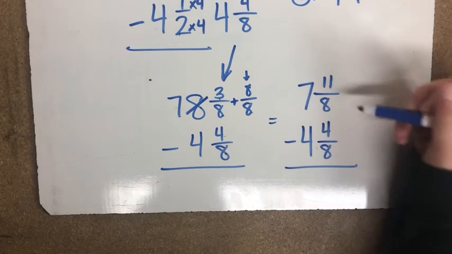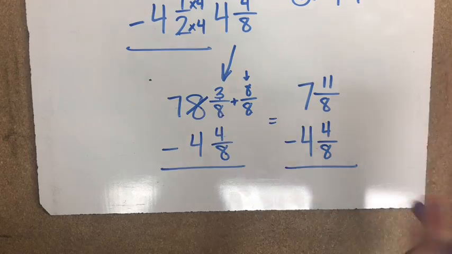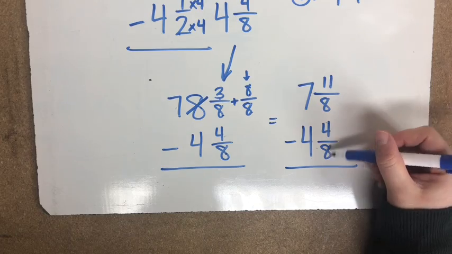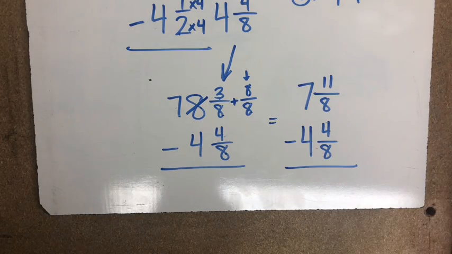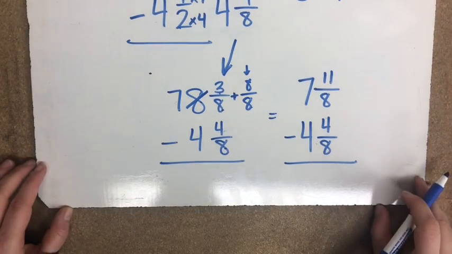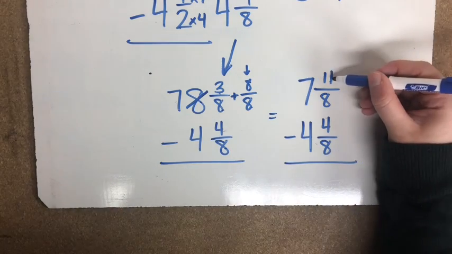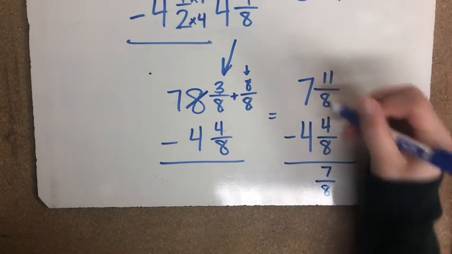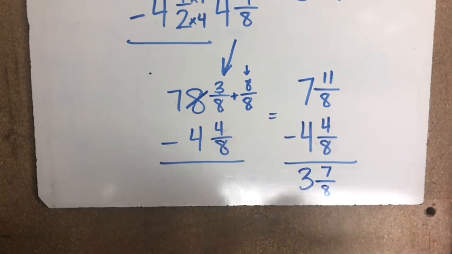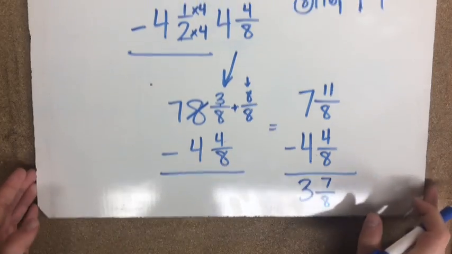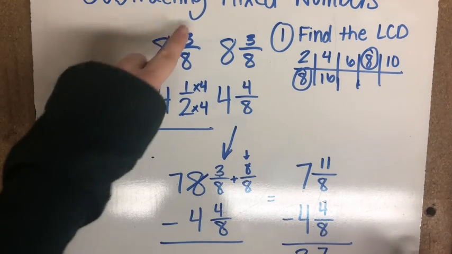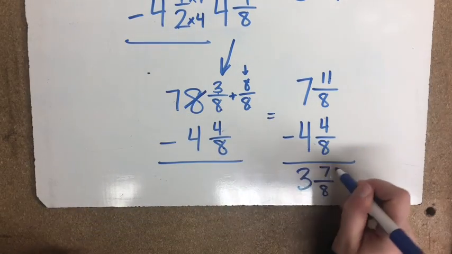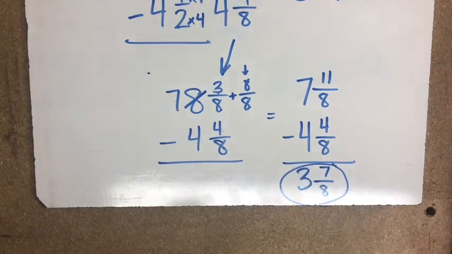So you may notice that there's now an improper fraction in the problem, and that's okay. The reason it's there is because that is what will help me to finally subtract, and I will get my answer that will not be in an improper form. So now I can do 11 minus 4, which is 7/8. 7 minus 4 is 3. So your answer, going all the way back to 8 and 3/8 minus 4 and 1/2, would be 3 and 7/8.